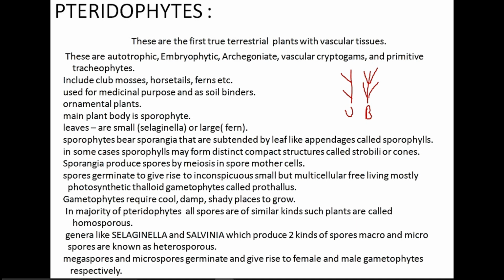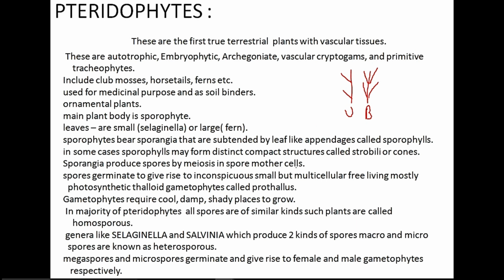Here the sporophytes bear sporangia that are subtended by leaf-like appendages called sporophylls, as I said now. The sporangia produce the spores, and the spores are unicellular, uninucleate and haploid, formed by meiosis. Meiosis is nothing but the reduction division in spore mother cells. I repeat it again: the sporangia produce spores by meiosis in spore mother cells.